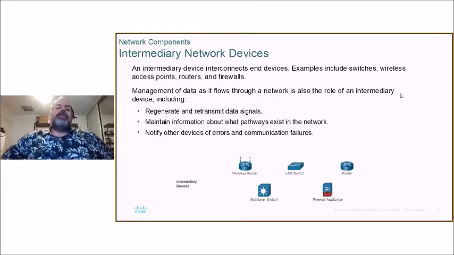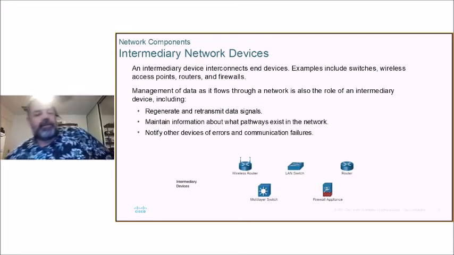So an intermediary device interconnects end devices. Examples include switches, wireless access points, routers, and firewalls. Management of data as it flows through a network is also the role of an intermediary device, including to regenerate and retransmit data signals, to maintain information about what pathways exist in the network, and to notify other devices of errors and communication failures. So, regenerating and retransmitting data signals.